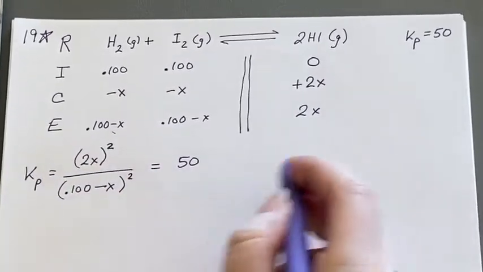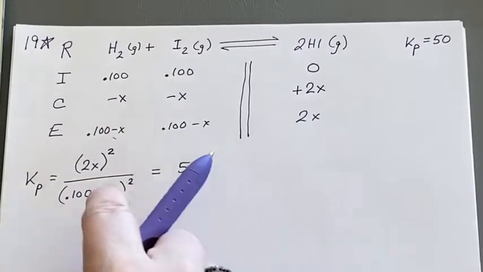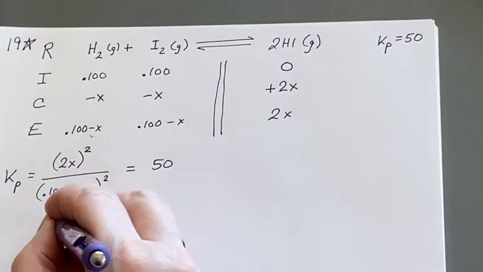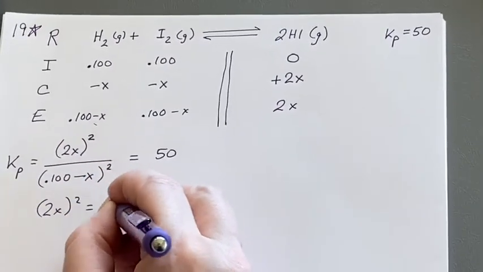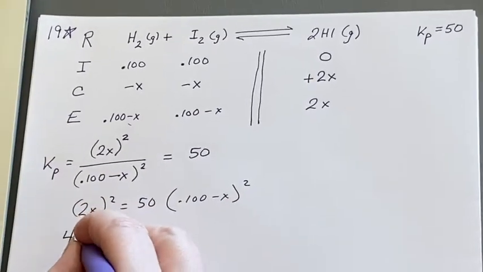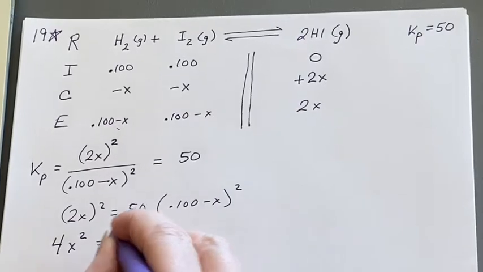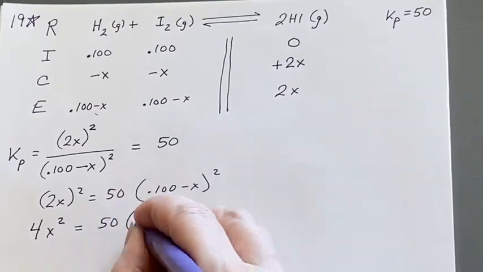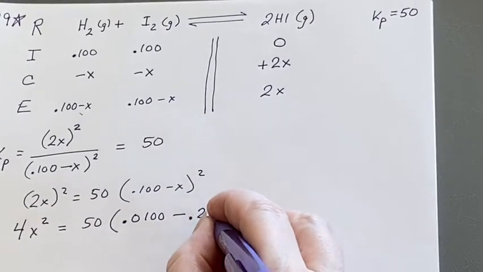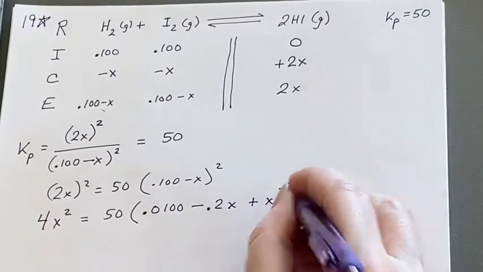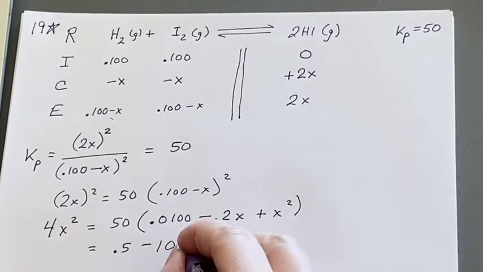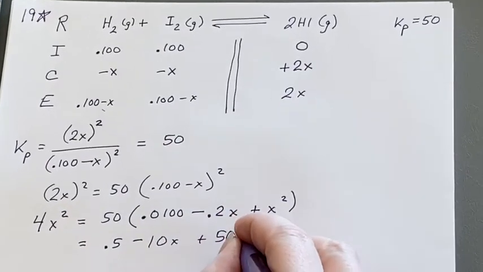So now it's time to turn all this into a quadratic equation. I'll take this and multiply both sides by it, right? So that I will have 2x that is being squared equals 50, and then I'll have 0.100 minus x being squared. 4x squared equals 50 times 0.0100 minus 0.2x plus x squared. And now I'll distribute that 0.5 minus 10x plus 50x squared.